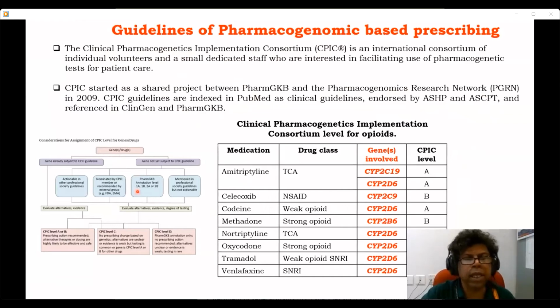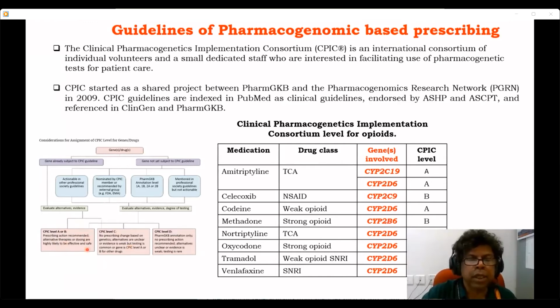Now they have a consideration for assignment of the CPIC levels for the genes or the drugs, and there are 4 levels: A, B, C, or D. In the case of A or B, prescribing action is recommended. That means alternative therapies should be suggested in this case. If any drug comes under this classification, you need to change the dosing and the drugs as well.